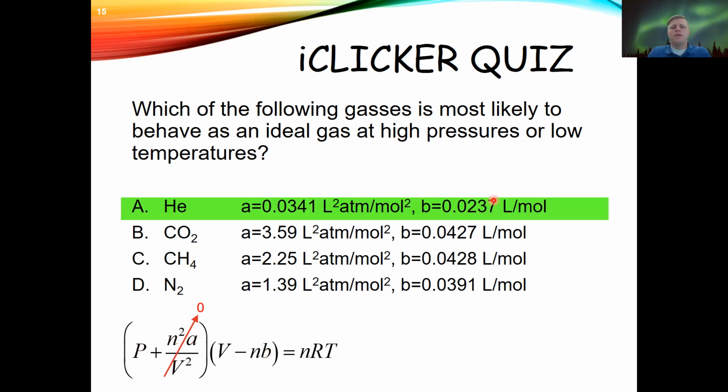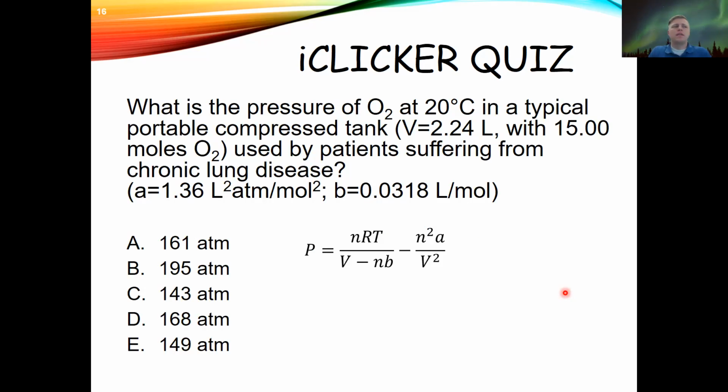Similarly, if our B term is close to 0, and you'll notice none of these are very different, B terms are usually pretty consistent unless you get into the really big molecules. But nonetheless, if the B is about 0, then this term also goes to 0. In which case, if those both go to 0, we just go back to the ideal gas law. So in other words, low A and B values mean ideal behavior. All right, we'll give you one last problem here.